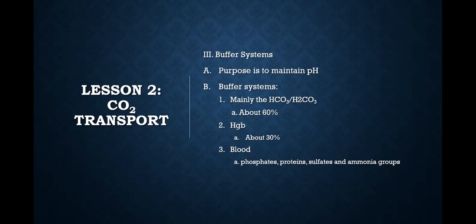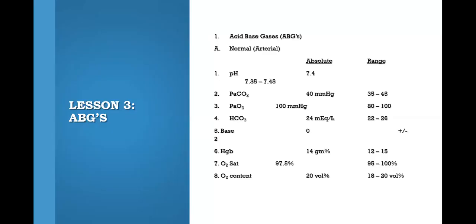The first is the carbonic acid, the hydrolysis of CO2, which is HCO3 over H2CO3. That's the main one. The second one is hemoglobin. The third one is the blood. Three buffer systems.